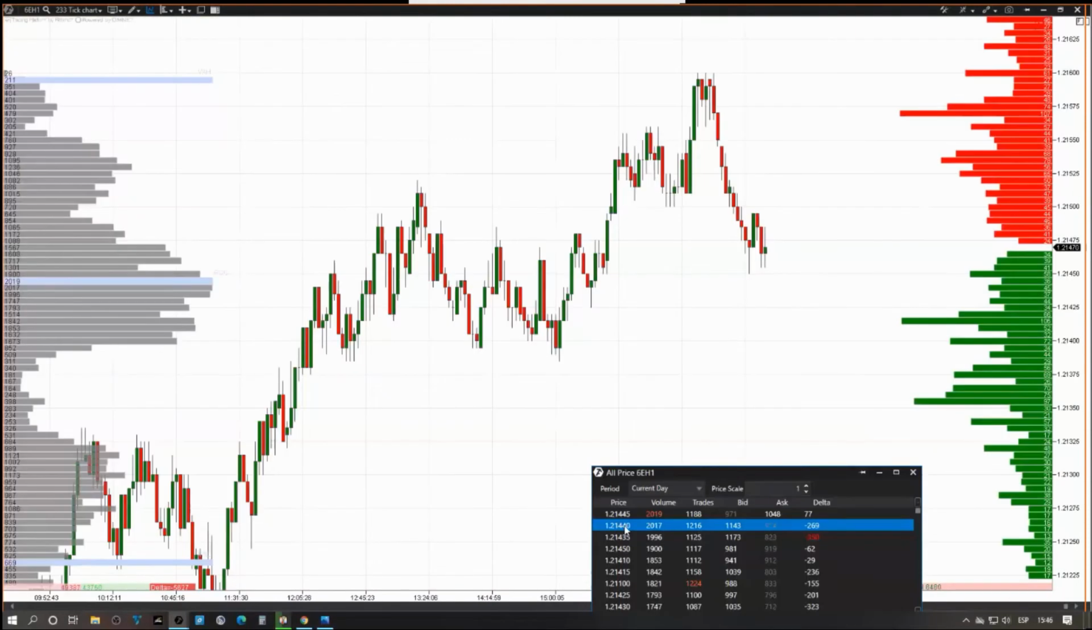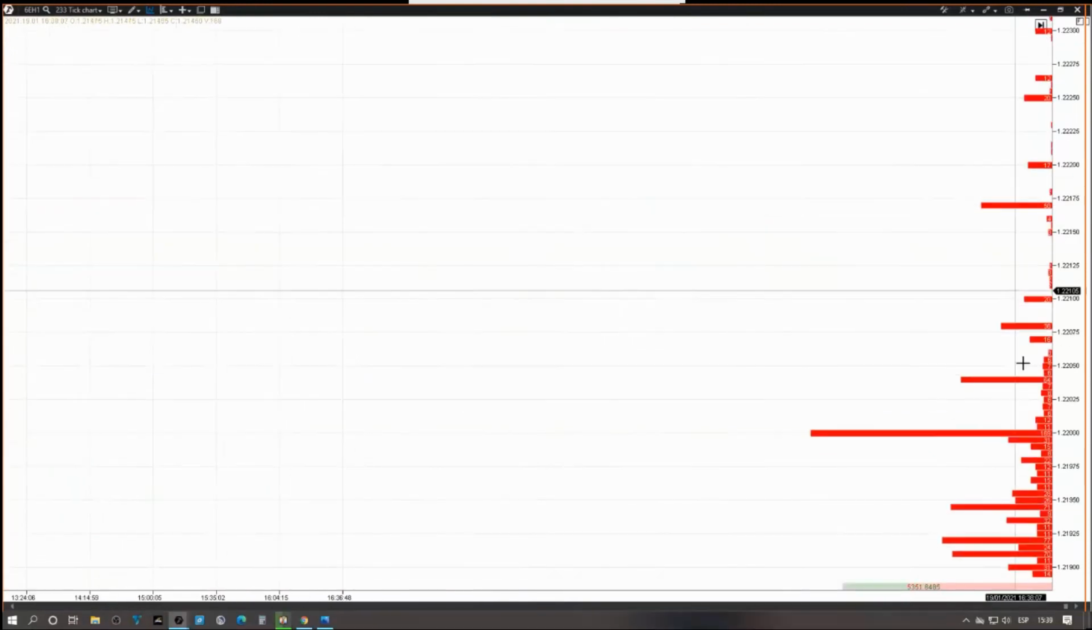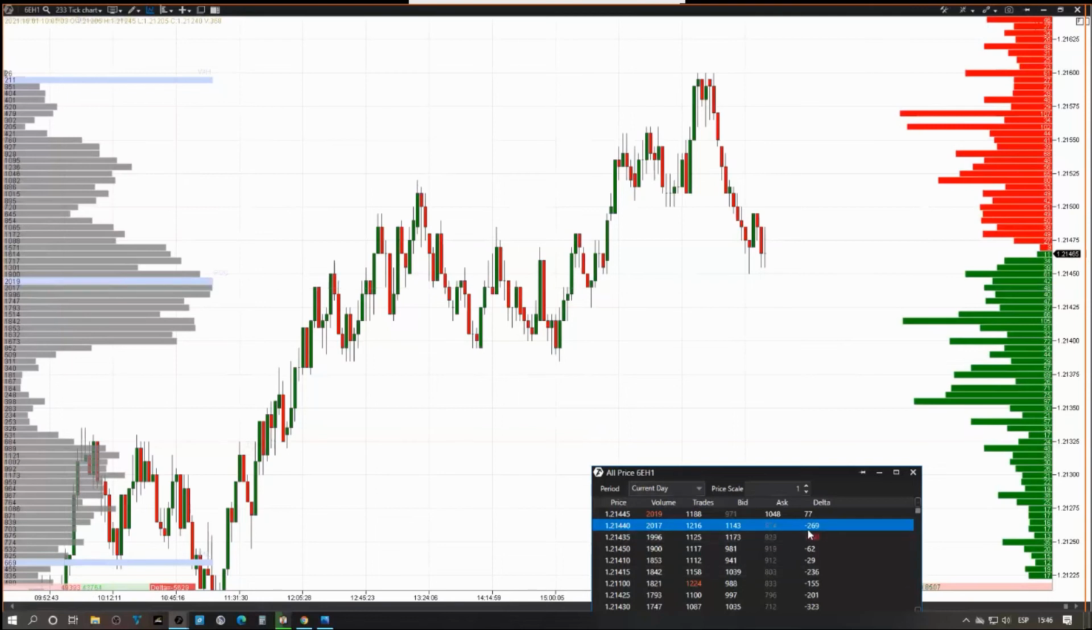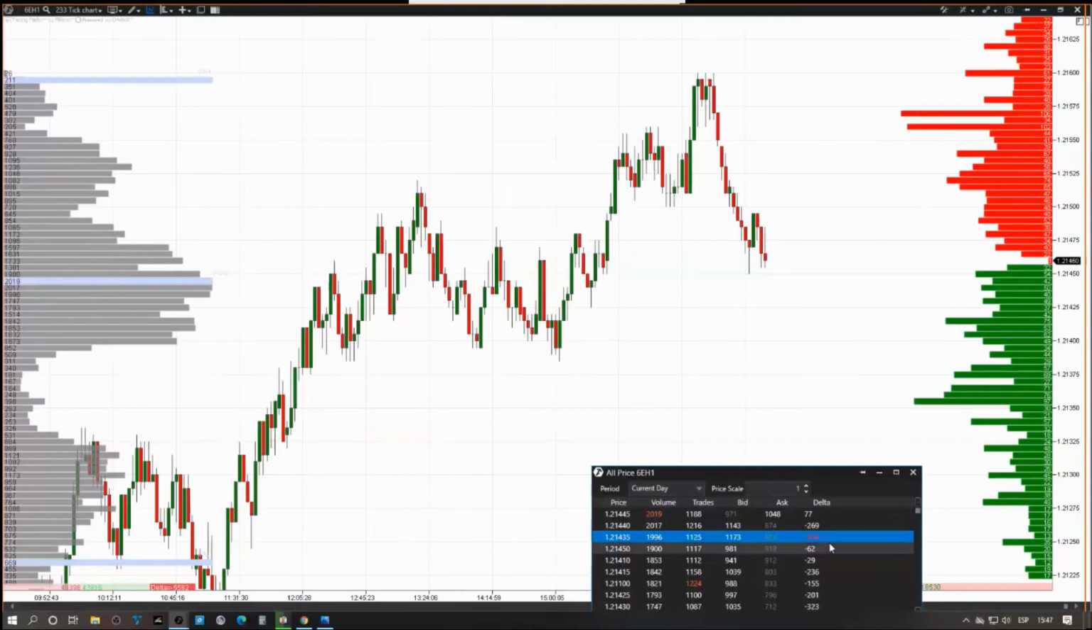As you can see, the next one is a little bit below that price. Here, the one just below, you can see there are 2017 lots traded at that price, but they were actually on the negative side. So it's minus 269 delta. And the next one is 350 negative delta. So you can have pretty good information on where the market is heading right now.